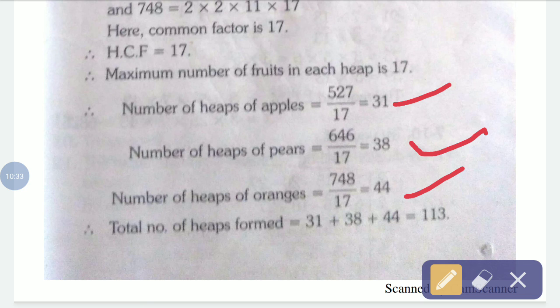So 31 plus 38 plus 44 is equal to 113. So total number of heaps formed. How many heaps will be formed? Because 527 put in heaps of 17 gives 31 heaps. So addition of all that will give 113. So total number of heaps will be 113.